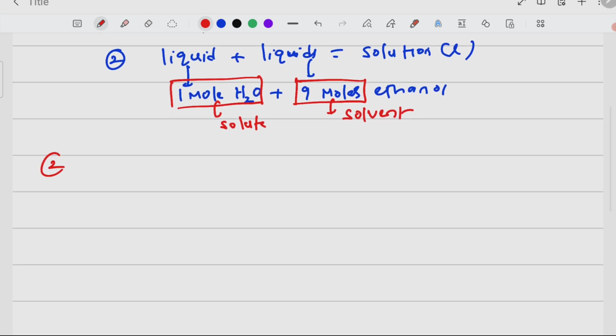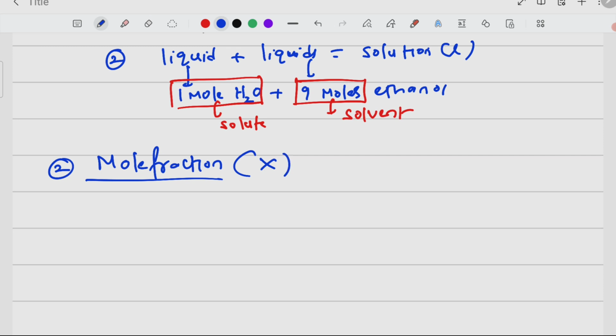Now, the first concentration term, that is mole fraction. Mole fraction is represented by the letter X. For example, here I am taking a beaker with two components A and B. If you want to find the mole fraction of A, here we calculate the number of moles of A by the total moles in the beaker. Total moles in the beaker is the number of moles of A plus the number of moles of B.